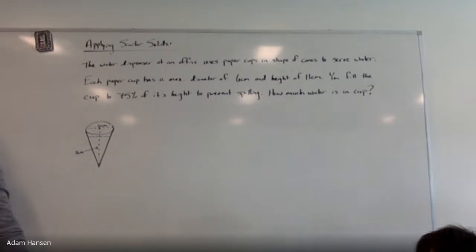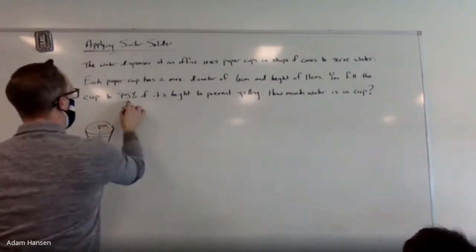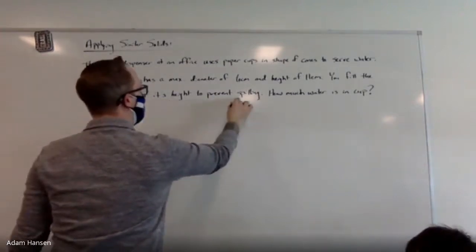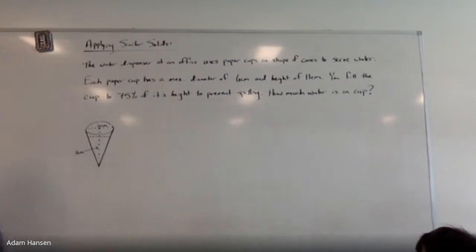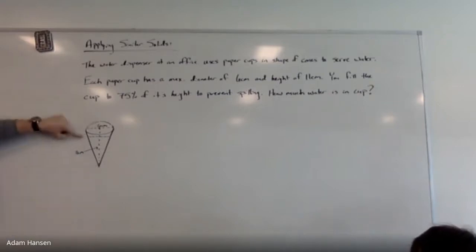No, right? Because aren't you just going to spill it, make a big mess, if you fill it all the way to the very top? So you fill the cup to 75% of its height to prevent spilling. I don't want to fill it all the way up, so I just fill it up to 75% of its total height. So I put that little water level right here, 75% of the way up, 75% of the total height of 11.